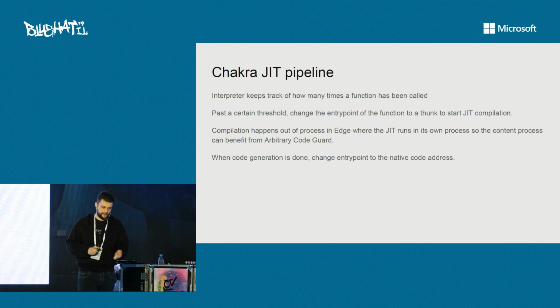The interesting note is that compilation happens out of process in Edge. They move the whole JIT compiler to its own process so that the content process can have arbitrary code guard, which prevents mapping read-write-execute memory. When code generation is done, the JIT server will notify the content process, and you will change the entry point to the native code address. So the next time the function is called, you will be actually running the JIT code.